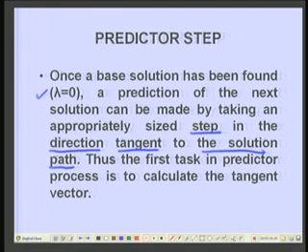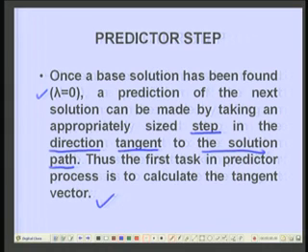Our interest in the predictor step is to find the next solution. A prediction of the next solution can be made by taking an appropriately sized step in the direction tangent to the solution path. That is, we start from the initial condition and find the tangent, that is the direction. Thus, the first task in the predictor process is to calculate the tangent vector. The tangent vector is very important, and therefore, in the predictor step, the question is how to calculate it.